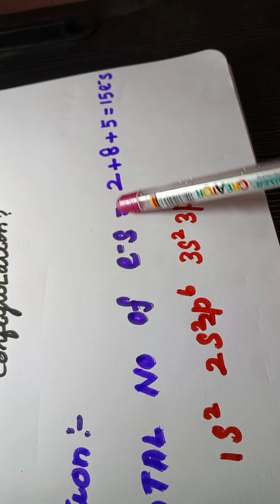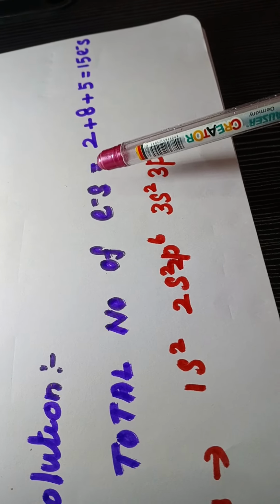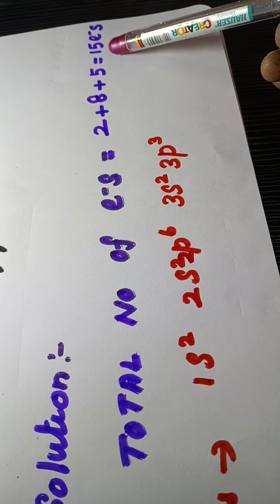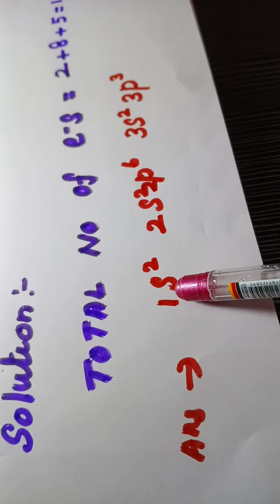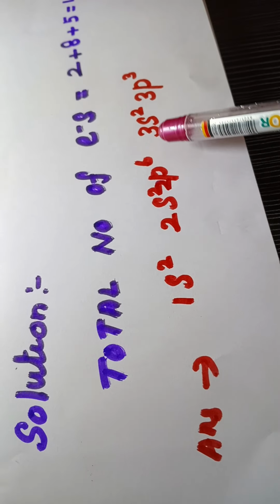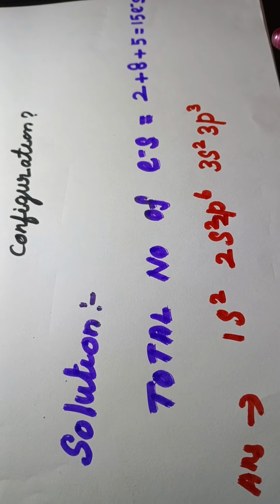So you add up all the electrons. Total number of electrons, count it: 2 plus 8 plus 5, you'll get 15 electrons. For 15 electrons, you write the electronic configuration: 1s2, 2s2, 2p6, 3s2, 3p3.